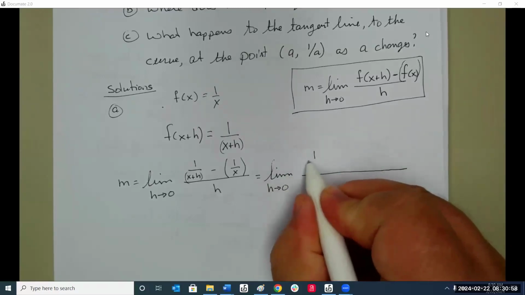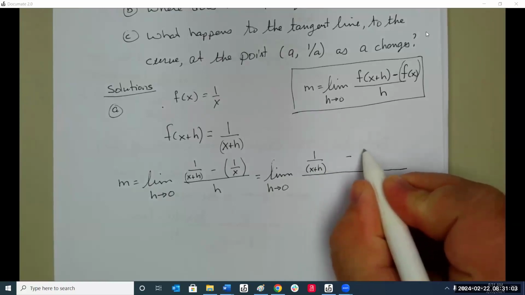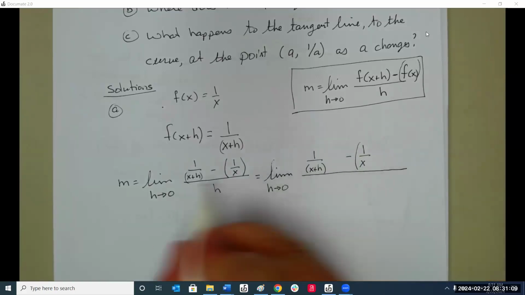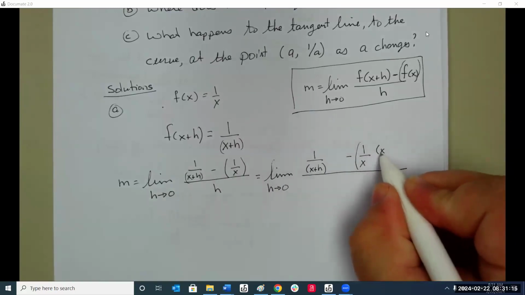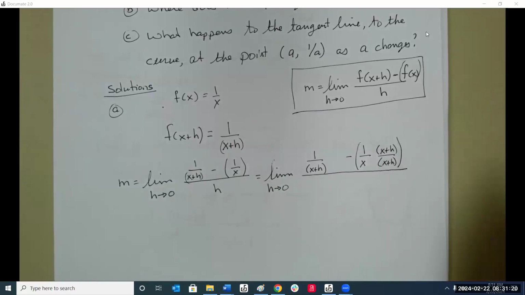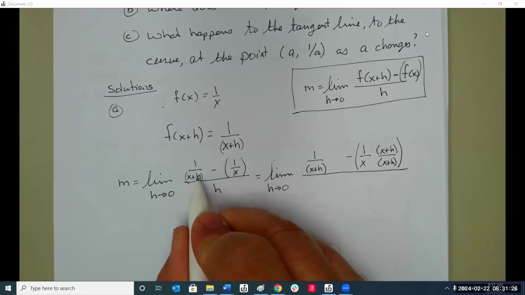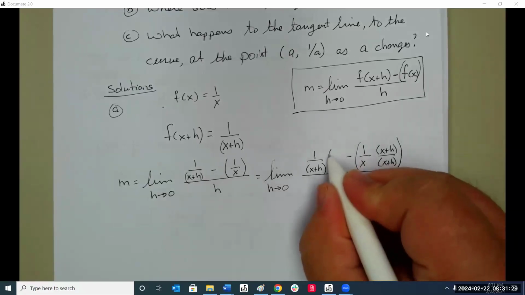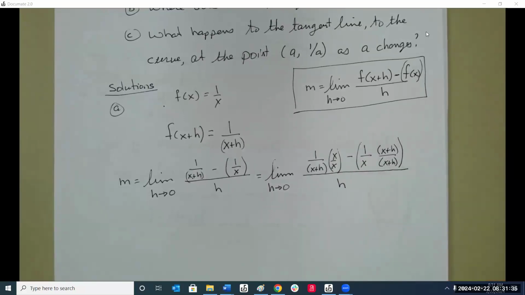So you have 1 over x plus h here, and you have 1 over x here. This side has an x plus h. Does this side have an x plus h? No. So it needs an x plus h over x plus h. This one has an x. Does this one? No, it has an x plus h. So it needs an x over x. You have to simplify the equations first before you combine the top and bottom.